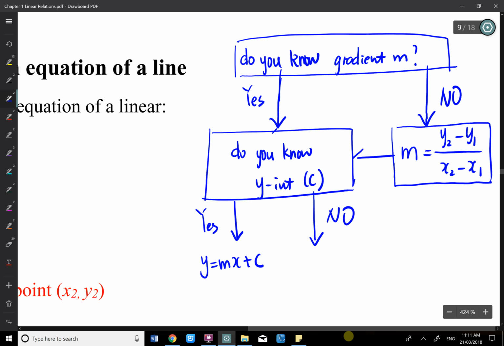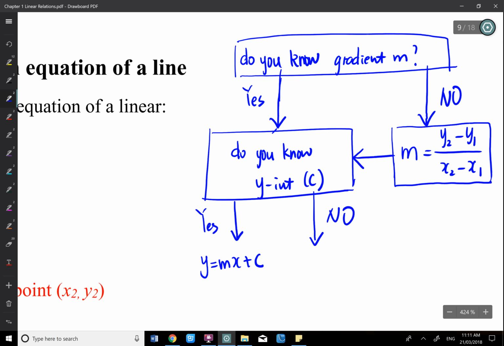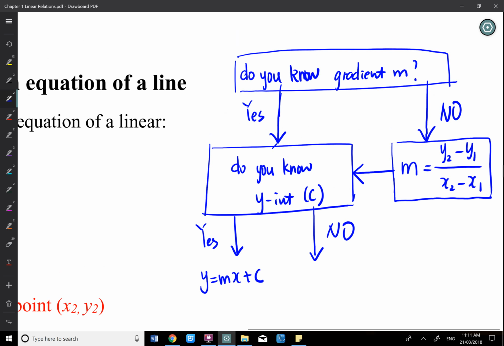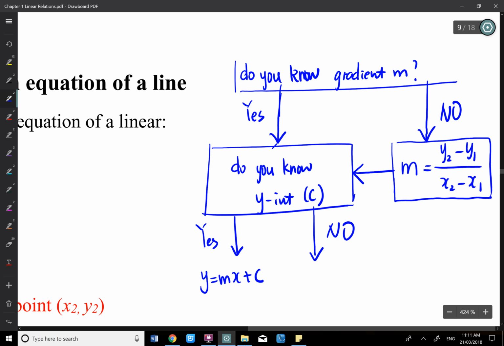And my next question will go here. Now, we know my gradient now. Do you know the y-intercept? Well, if you know the y-intercept, we write y equals mx plus c. How about if we don't know the y-intercept?